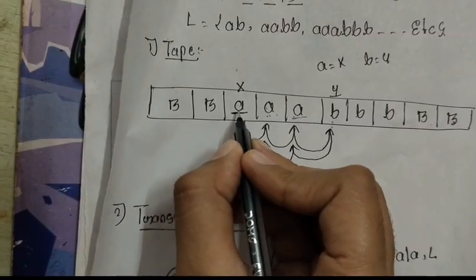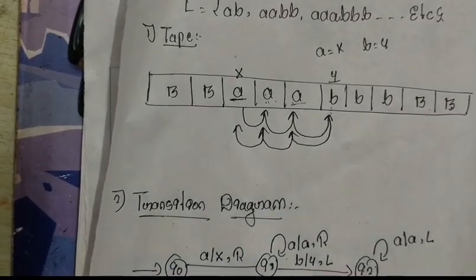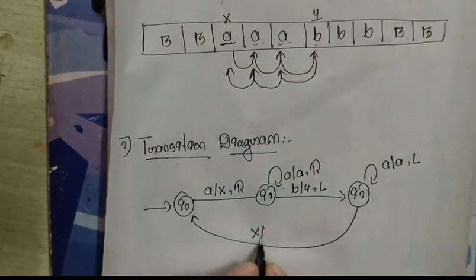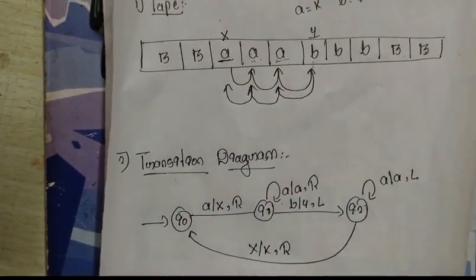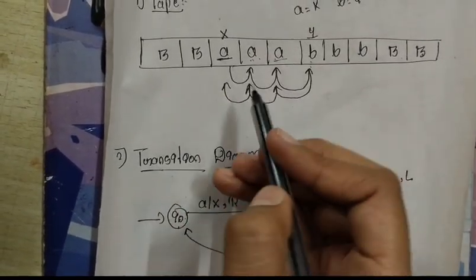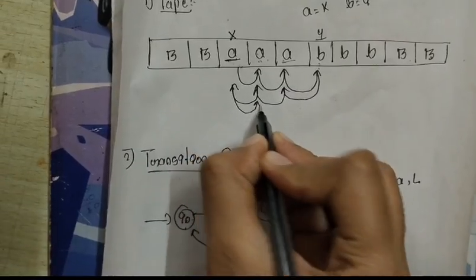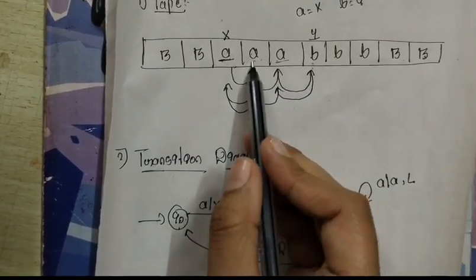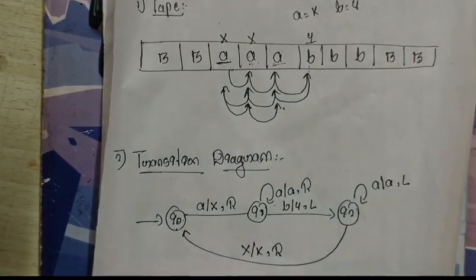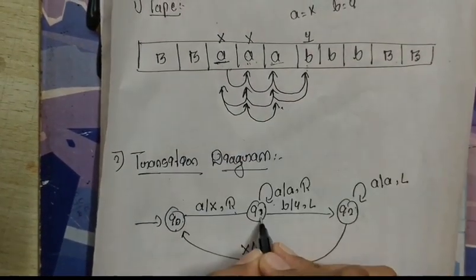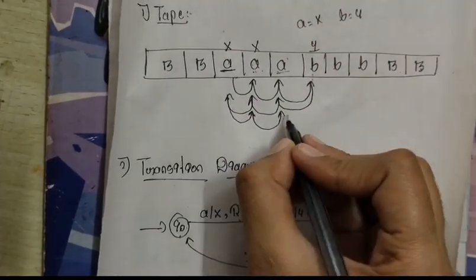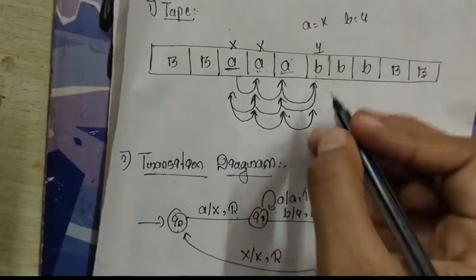That is the q0 state, meaning on A. X to X, move towards the right. Presently we are on the q0 state. In the q0 state, A is replaced with X and we move towards the right. As it is, presently we are on the q1 state, A to A, R, and it moves towards the right.